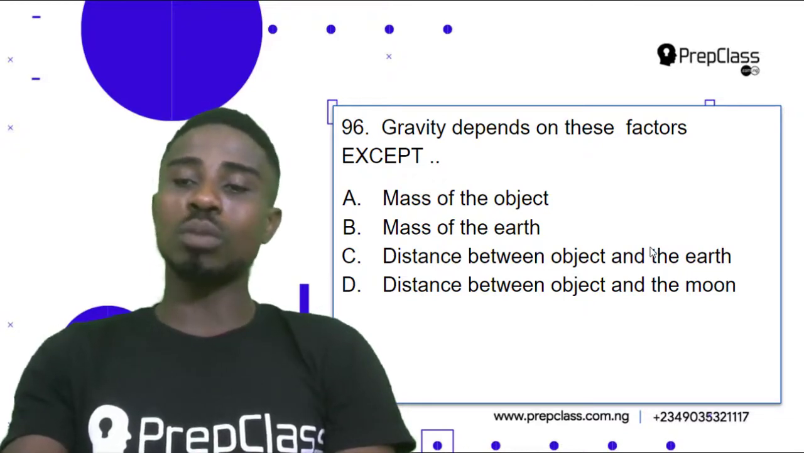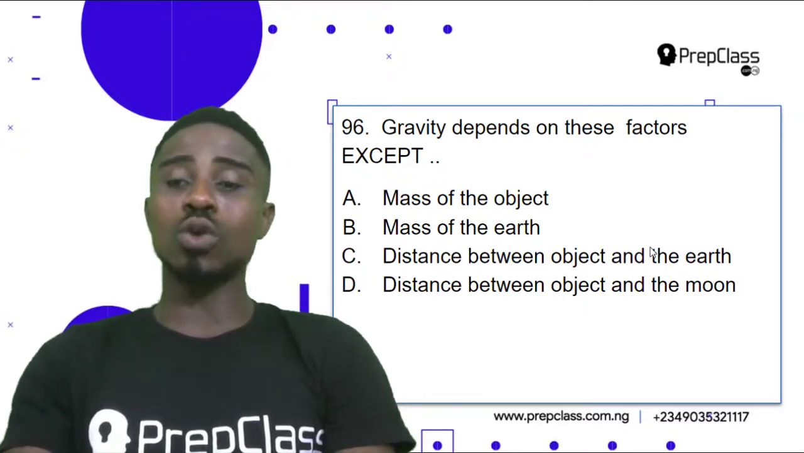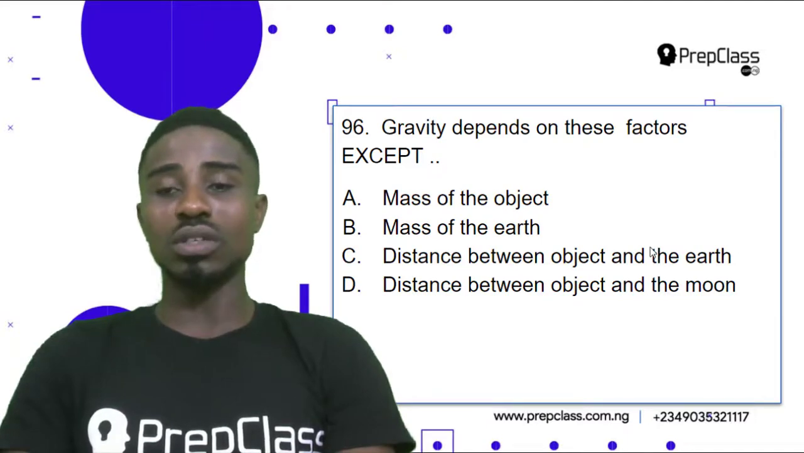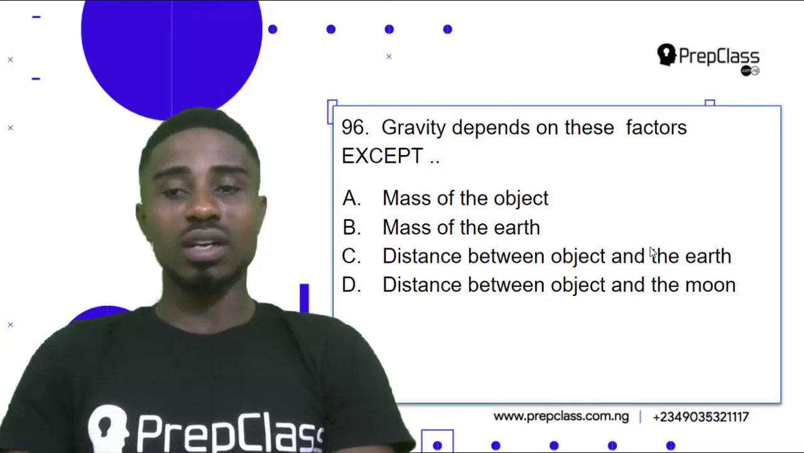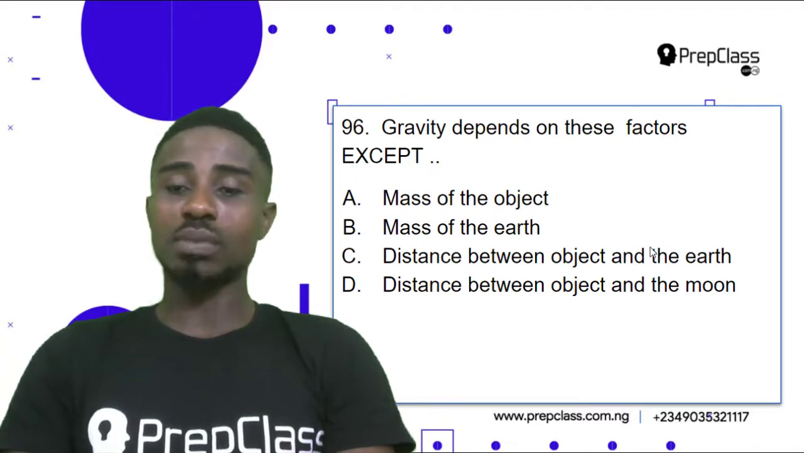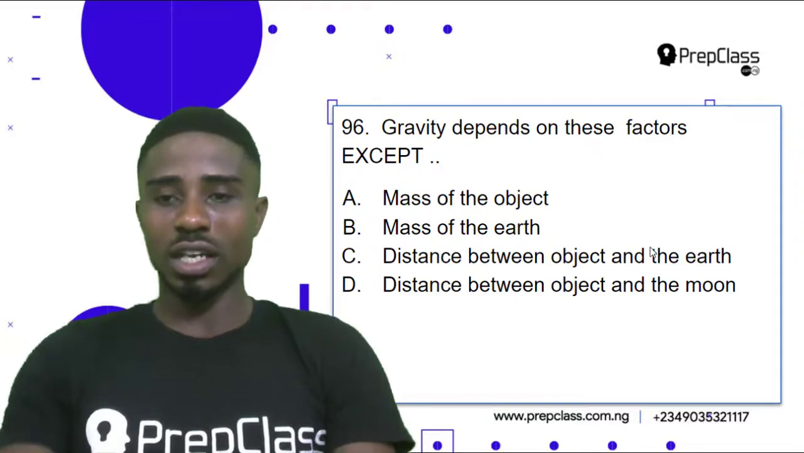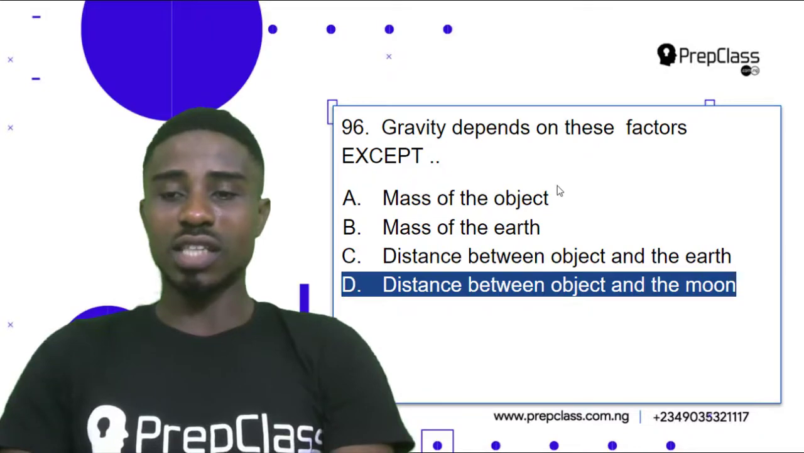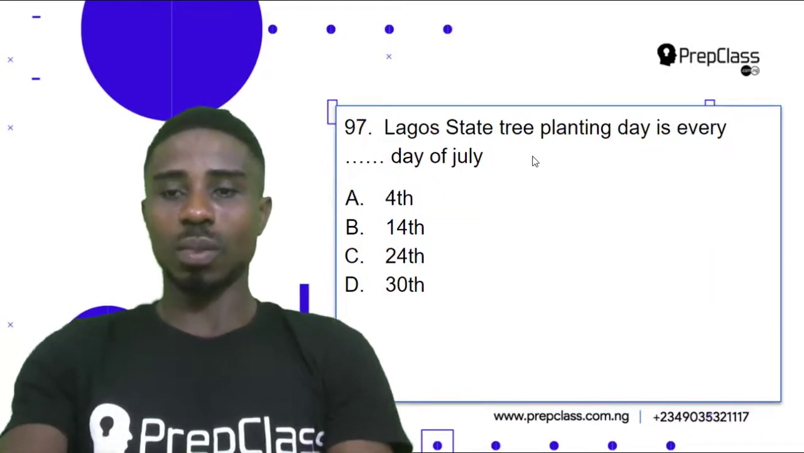So distance between object and the earth. Gravity also depends on the distance between the object and the earth. The closer the object is to the earth, the more the gravity. So option D, distance between the object and the moon, is our correct answer. Gravity depends on these factors except distance between objects and the moon. Let's check it out. Question 96, option D, distance between objects and the moon, is our correct answer. Let's look at the next question.